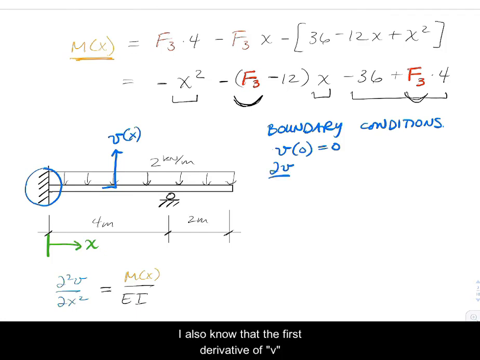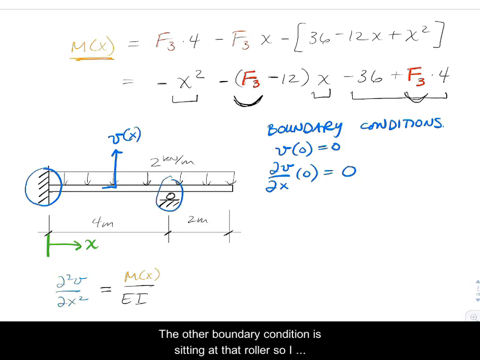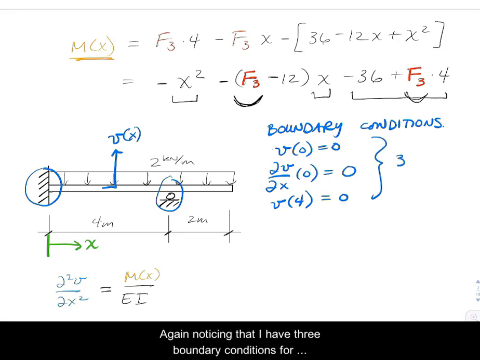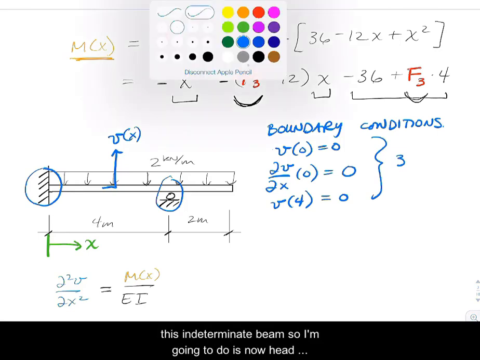I also know that the first derivative of v with respect to x, which is the slope, also remains at 0 throughout the entire problem. And the other boundary condition is sitting at that roller, so I know that v at 4 has to equal 0. So again, noticing that I have 3 boundary conditions here for our indeterminate beam.